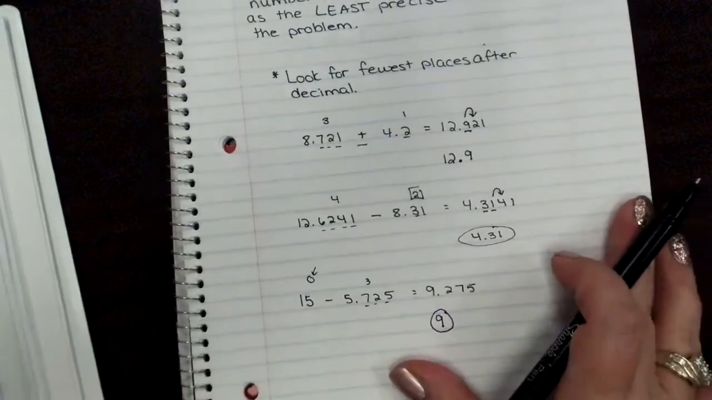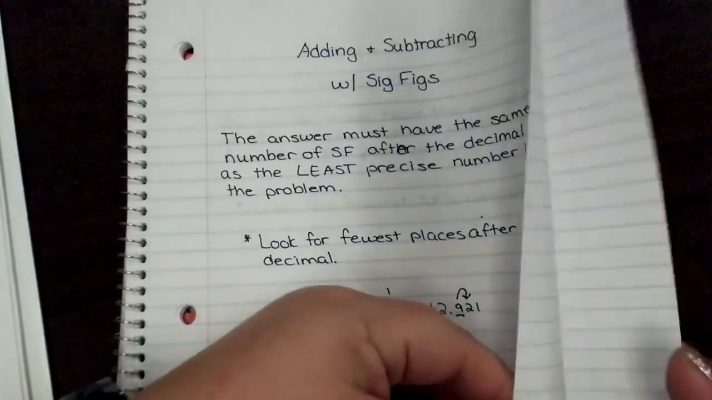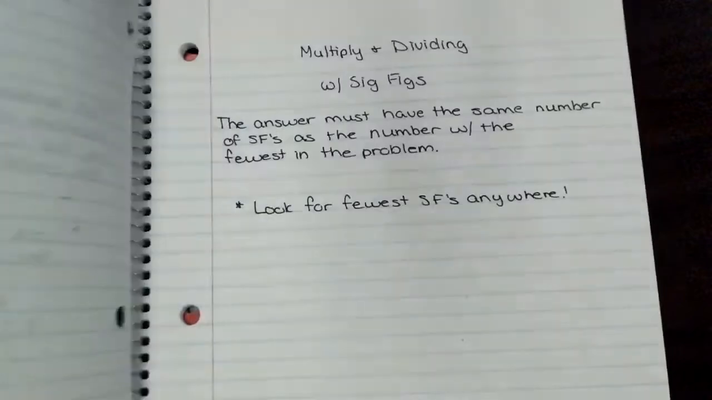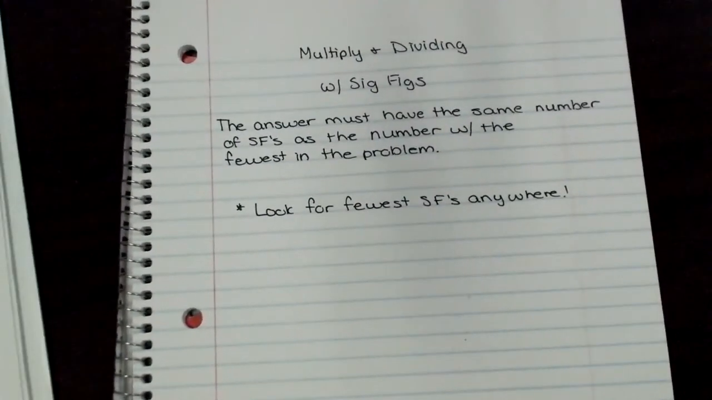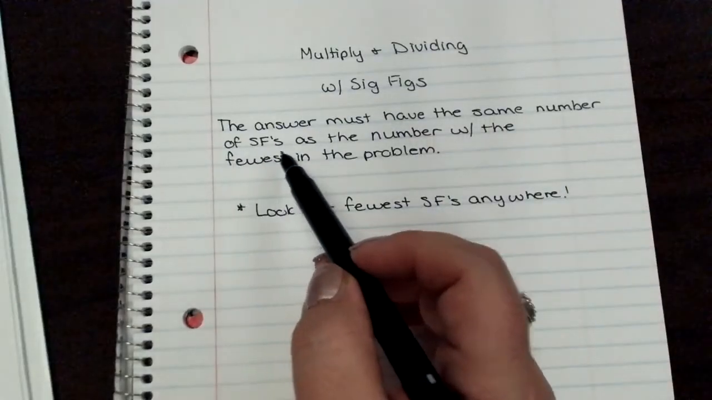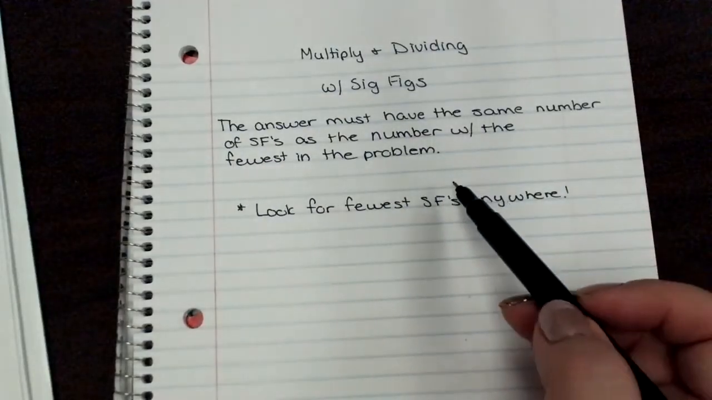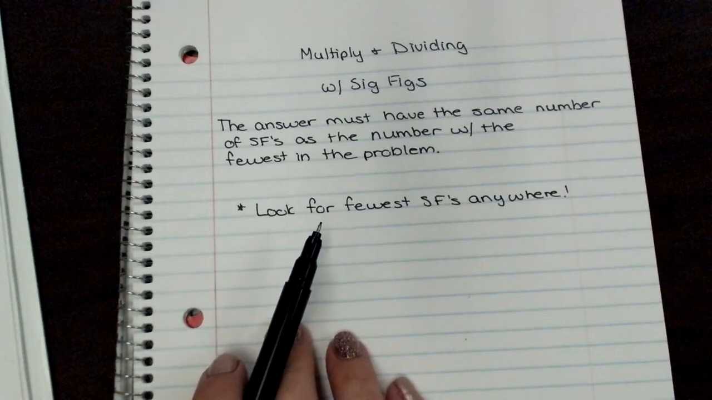But before we sign off, we need to talk about the other way we do math with sig figs, which would be, of course, the other types of problems, multiplying and dividing. So multiplying and dividing is a lot easier because basically your answer must have the same number of sig figs as the number with the fewest in the problem. So basically you're looking for the fewest number of sig figs anywhere in the problem.